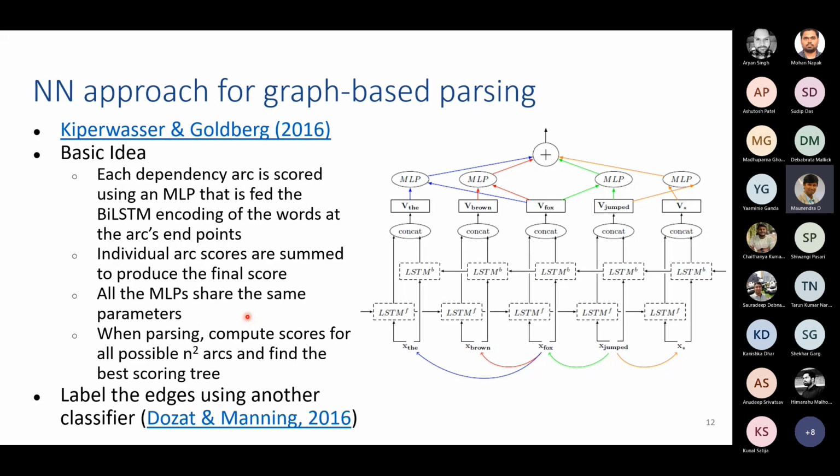And here also, as you can see, we're looking at the edges, but how do we do the edge labeling? One can use another classifier for assigning the labels. Okay, any questions?